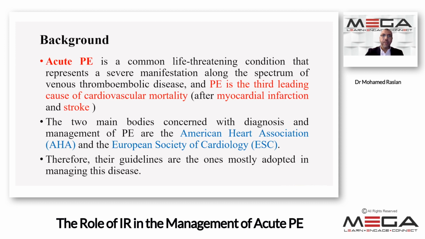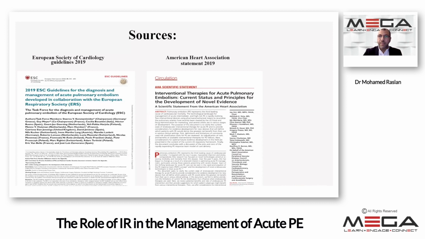As we all know, acute PE is a common life-threatening condition that represents a severe manifestation along the spectrum of venous thromboembolic disease. And PE is the third leading cause of cardiovascular mortality after myocardial infarction and stroke. The two main bodies concerned with the diagnosis and management of pulmonary embolism are the American Heart Association and the European Society of Cardiology. Therefore, their guidelines are the ones mostly adopted in this aspect. So for simplicity, this slide shows the main sources of this presentation, which again are the European Society of Cardiology guidelines and the American Heart Association documents.